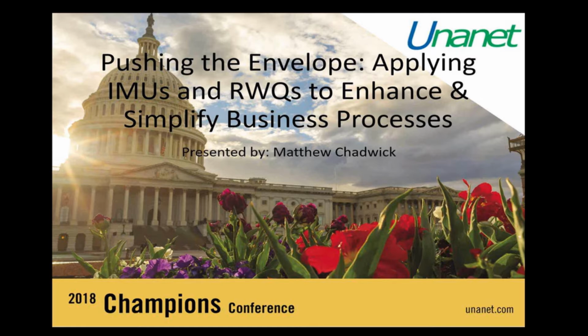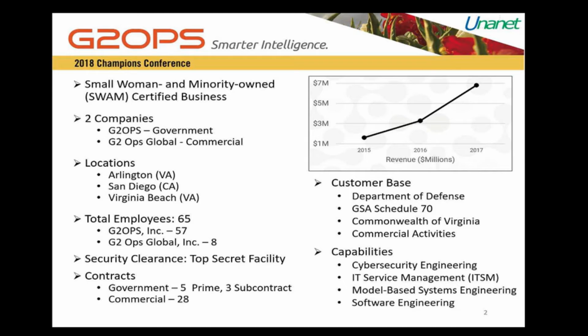As Kent mentioned, I'm Director of Operations for G2 Ops Global, and I represent G2 Ops, which is a separate organization, both of which are woman-owned small businesses headquartered in Virginia Beach, Virginia. G2 Ops was established back in 2005, and we operated in the IT services and ship repair space until about 2013, when our company underwent reorganization, a leadership change, and we moved our headquarters to Virginia Beach. We also moved into the cybersecurity and model-based systems engineering domains, and it was at this point that G2 Ops Global was created in 2013 to serve our commercial clients, as well as become the management firm for G2 Ops.